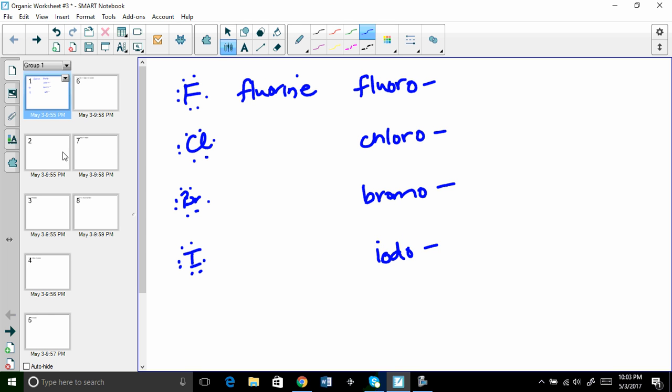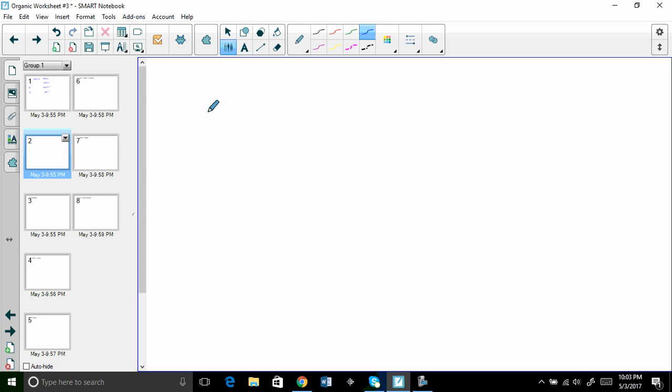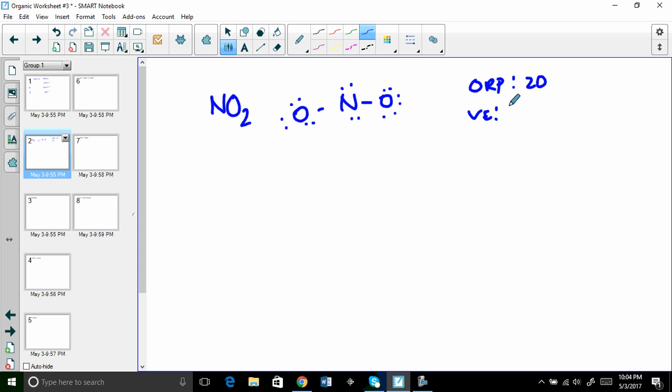Now, there is this weird thing. We've never done an odd electron system. This is the very first time I've done it because it's not on the AP. But here's an N, O, O, and I do ORP. This has 2, it wants 8. And this has 2, and it wants 8. And this has 4, and it wants 8. And when I do ORP, I get 20. But watch what happens when I do VE. VE is 5 plus 6 plus 6, which is 12, and 12 and 5 is 17.